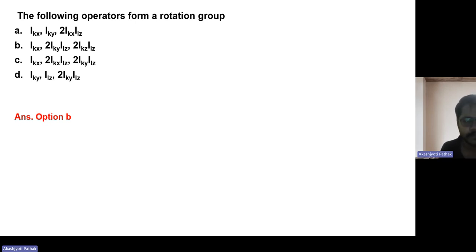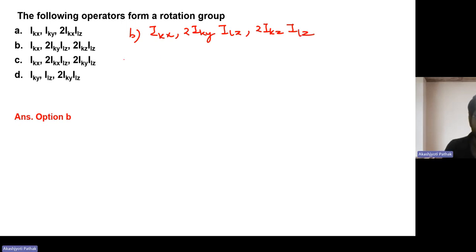So why is the correct option option B? Option B is IKX, 2IKY ILZ, 2IKZ ILZ. Let's try to understand each of these terms first. IKX, what is this? IKX is an angular momentum operator, right?